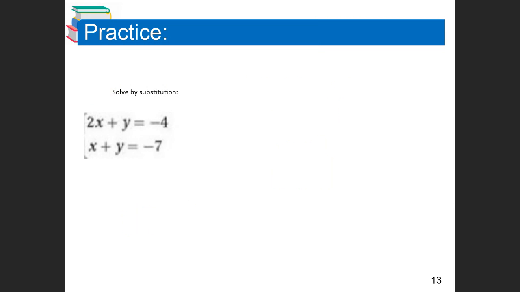Okay, now this problem here, neither of the equations is set to x equals or y is equal to. So I'm going to rewrite this. I'm going to subtract the y off of this side. So I'm going to rewrite this as x equals -y minus 7. Why did I do that? Because I need one of the equations to be x equals or y is equal. So now I know what x equals. X equals -y minus 7. So I'm going to substitute that back for x. So I'm going to have 2 times -y minus 7 plus y is equal to -4.